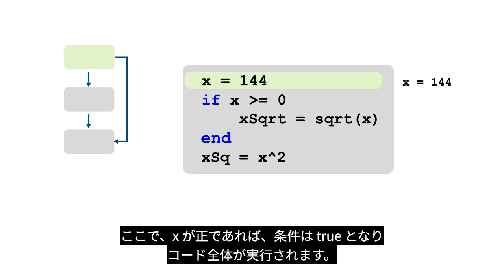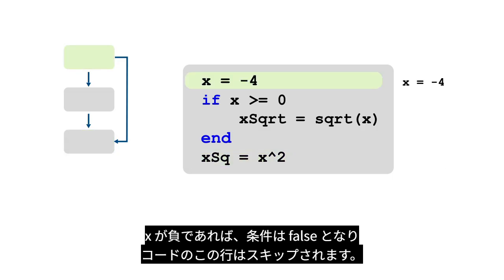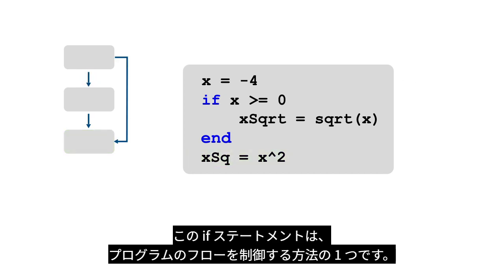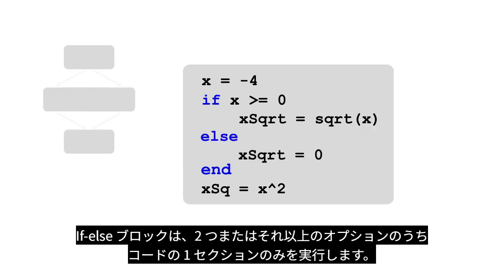Now, if x is positive, this condition is true, and all the code will be run. And if x is negative, then the condition is false, and this line of code is skipped. This if statement is one way you can control the flow of your program. If-else blocks execute just one section of code from two options, or more.